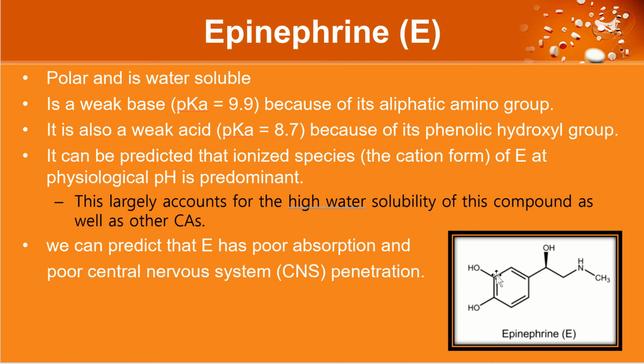So it can be predicted that the ionized species, that is the cation form of epinephrine, at physiological pH is predominant. So this largely accounts for the high water solubility of this compound as well as other catecholamines. So in other words, if all of the catecholamines have similar characteristics, and because it is an ionized species at the physiological pH, then it is highly water soluble. We can therefore predict that epinephrine has poor absorption and poor central nervous system penetration, right? Because to have CNS penetration, it has to be more lipophilic.